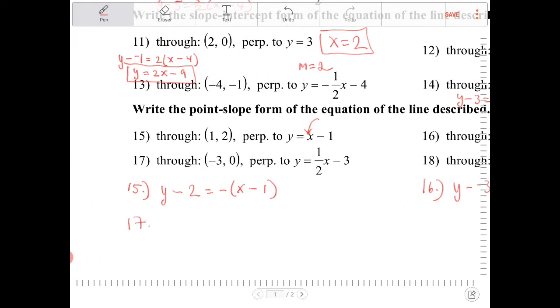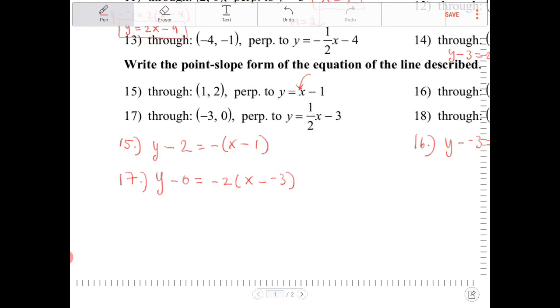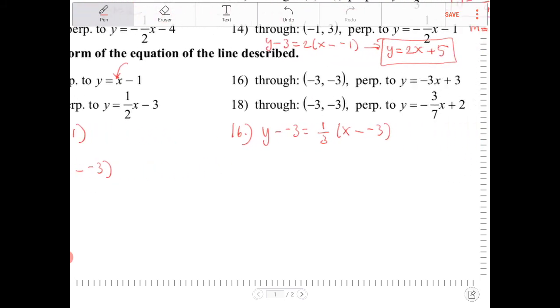Question number 17. The negative reciprocal of 1/2 is negative 2. So the equation is y minus 0 is equal to negative 2 times x minus negative 3. You can certainly leave your answer like that.